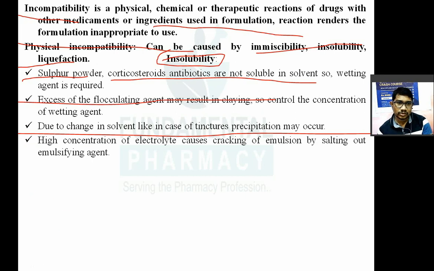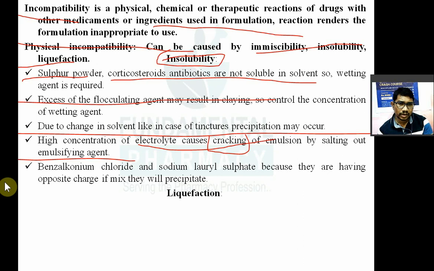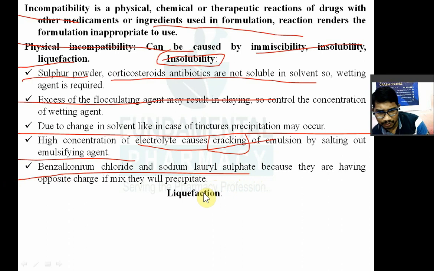High concentration of electrolyte may cause cracking of emulsion by salting out the emulsifying agent. If you have an emulsion and you add electrolyte to that emulsion, that causes cracking of the emulsion. Cracking means it is incompatibility, instability. So it causes cracking of the emulsion by salting out the emulsifying agent. Salt and surfactant, or salt and emulsifying agent, are incompatible with each other. Similarly, aluminium chloride and sodium lauryl sulfate, because they have opposite charges, will precipitate if mixed together. Okay, suppose there is one emulsion stabilized by sodium lauryl sulfate.